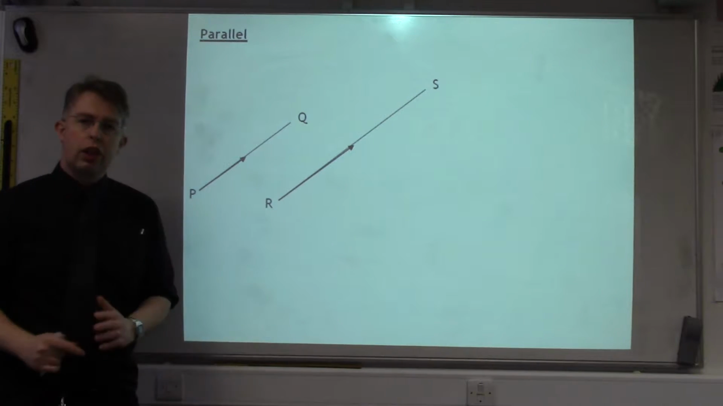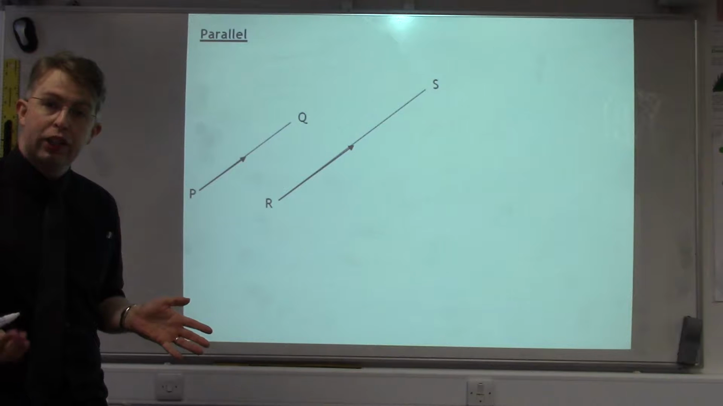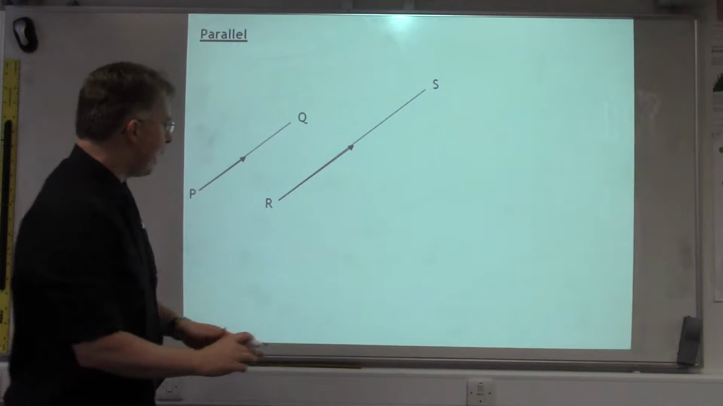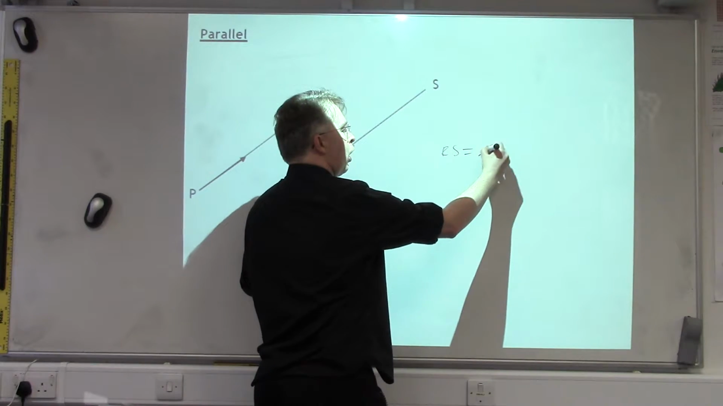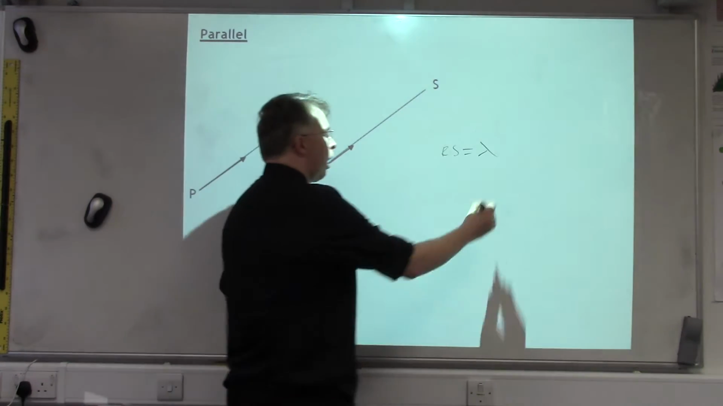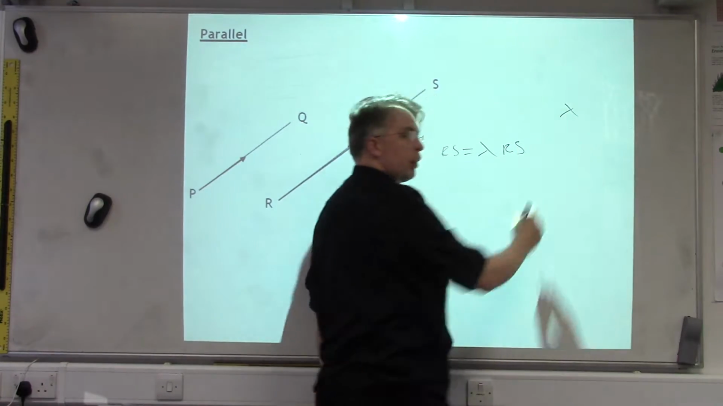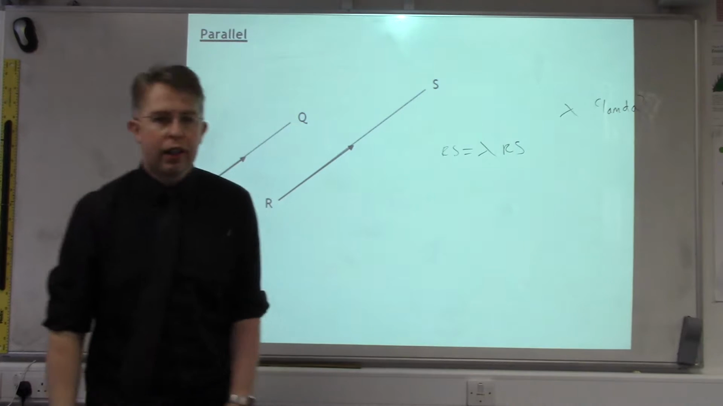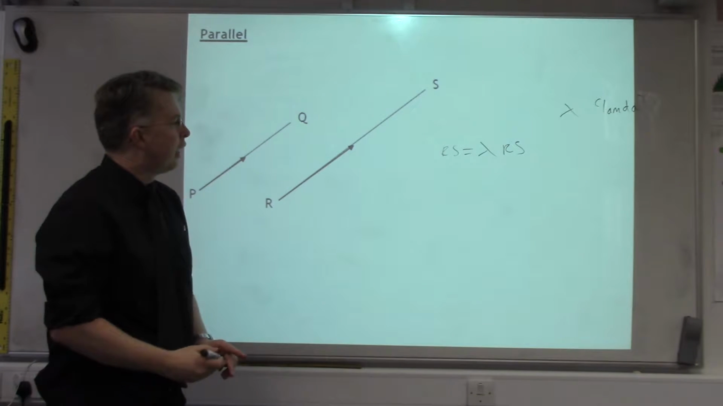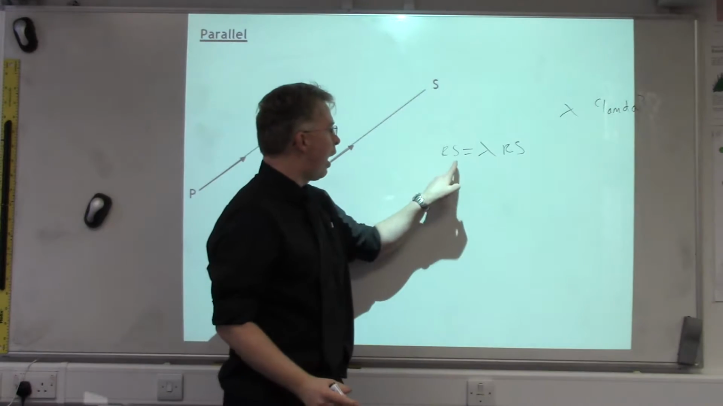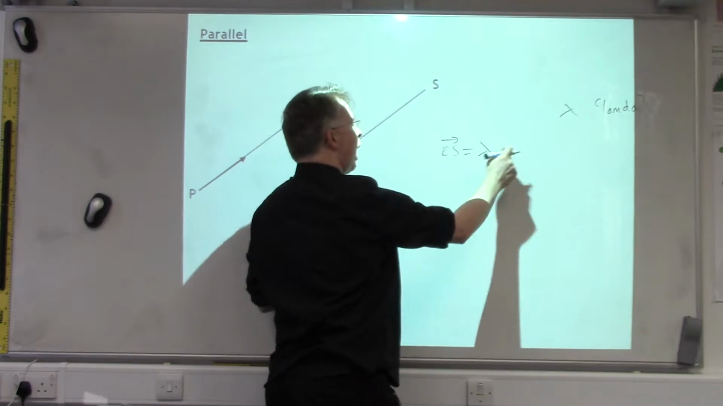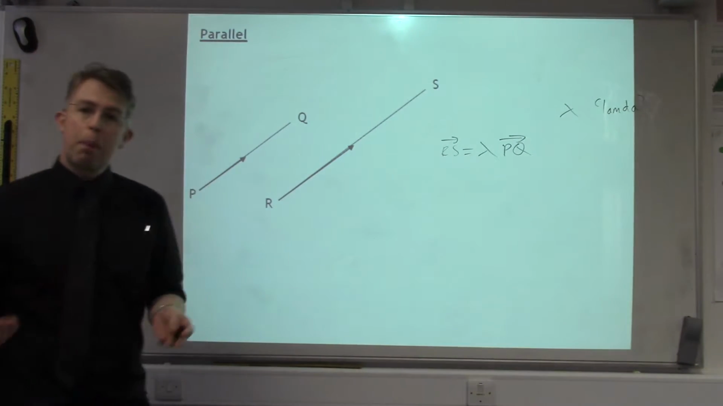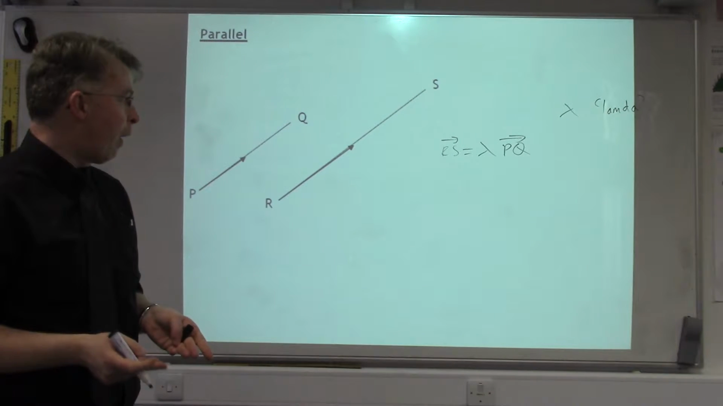Now, parallel vectors are vectors which are the same direction. They could have the same magnitude, but they most often have different magnitudes. In that case, we would say that RS was some constant lambda times PQ. And if you haven't come across lambda before, phonetic spelling would be L-A-M-D-A, lambda. So in this case, RS will be lambda times the vector PQ. So it would be some multiple of that vector. So they would be parallel.